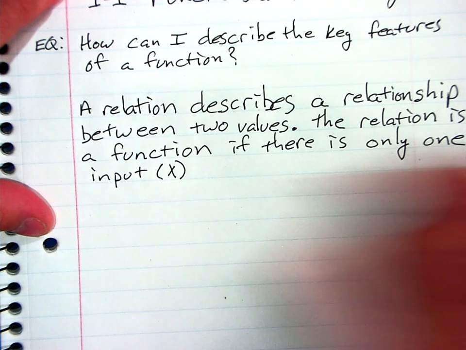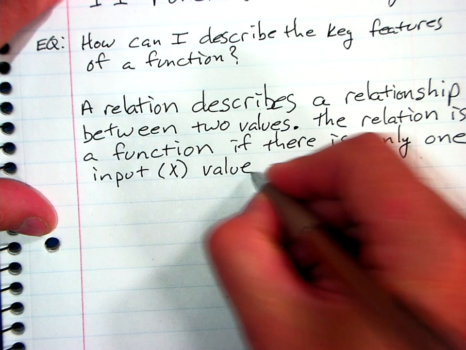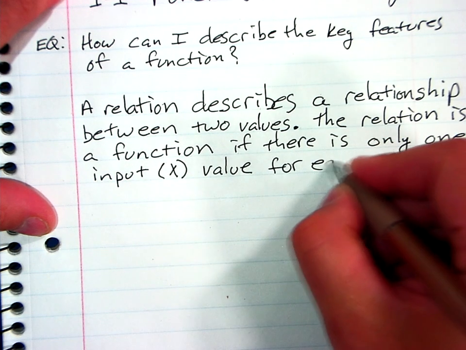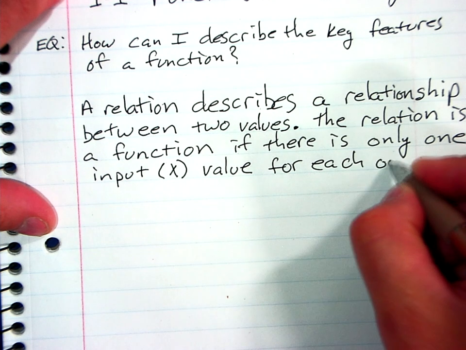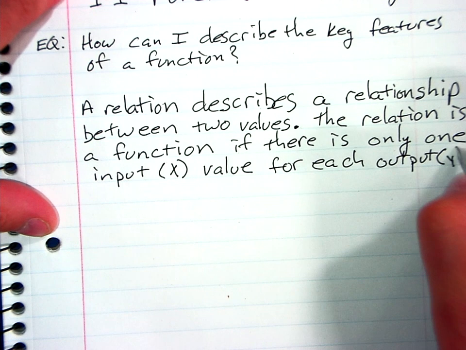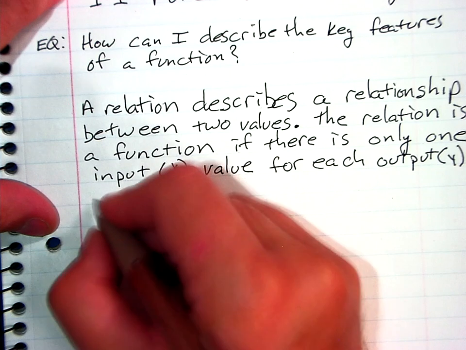All right, there is only one input value for each output. What symbol do we use for output if we use X? Good job. Good, because I didn't have anything for Y. So, output value.